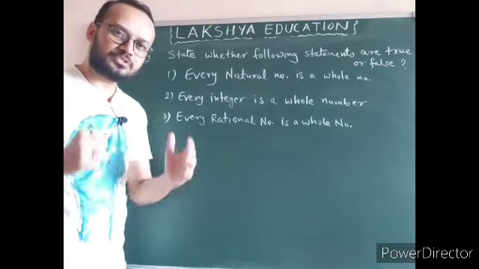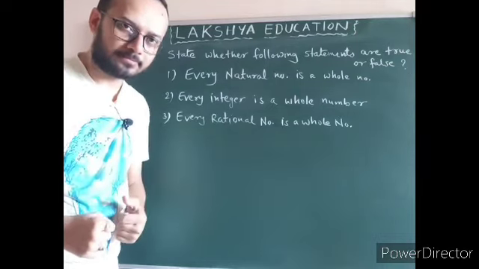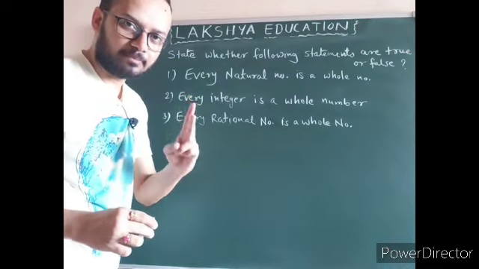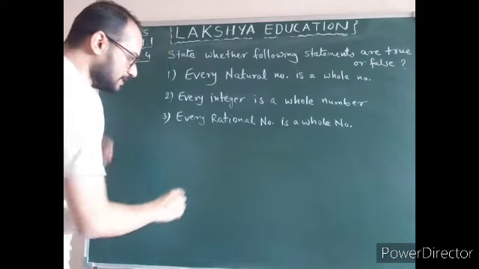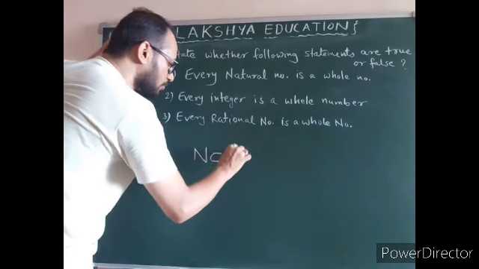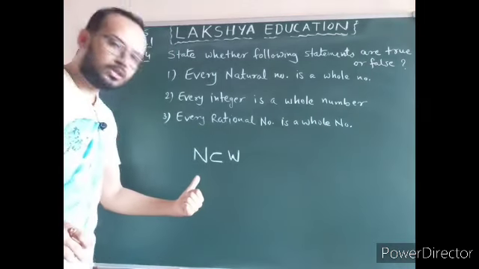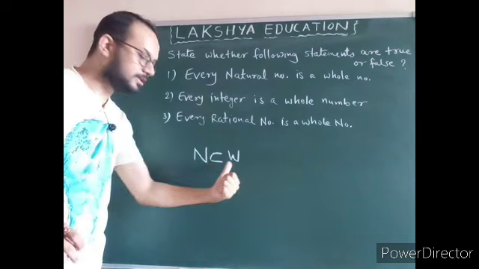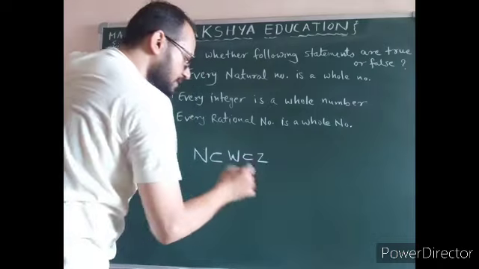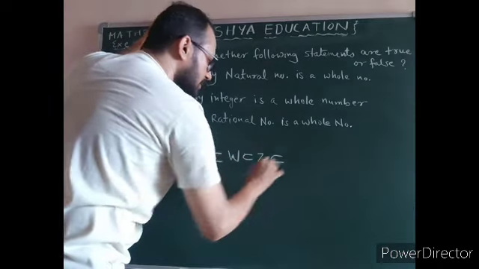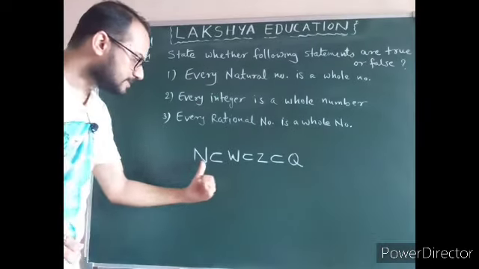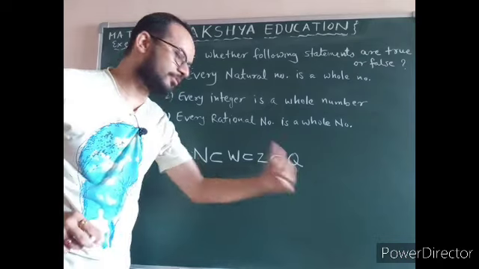To get these answers, first of all, we will go back to episode 1, in which we had discussed the 4 sets N, W, Z and Q. What we had seen, we know that the set of natural numbers is a subset of the set of whole numbers. It means all the numbers from natural numbers are included in whole numbers. Similarly, W is a subset of Z, that is integers, and the set of integers is a subset of the rational number set. It means N is a subset of W, W is a subset of Z, Z is a subset of Q.